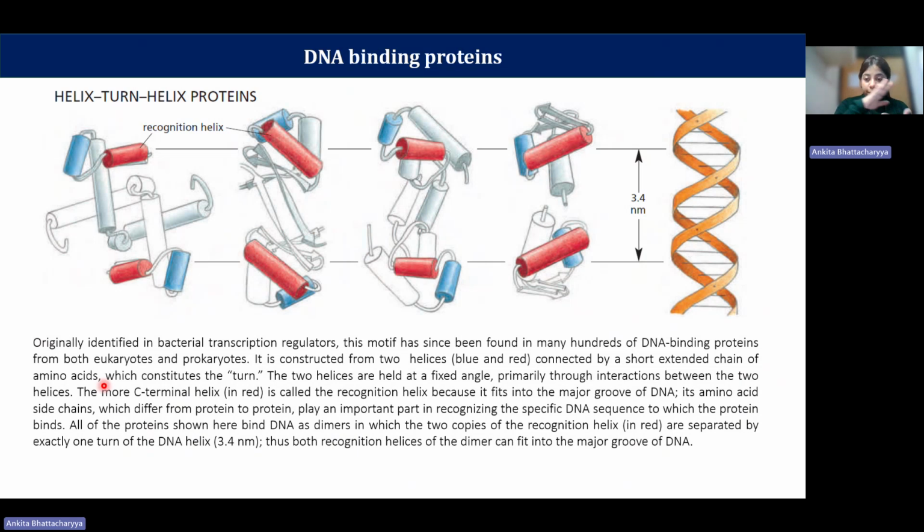Now the two helices are held at a fixed angle, primarily through interactions between the two helices. The more C-terminal helix is called the recognition helix. The red one in this case is the recognition helix because that is what binds to the DNA major groove, and its amino acid side chains facilitate the interaction between the recognition helix and the DNA double helix. All of the proteins shown here bind DNA as dimers, in which the two copies of the recognition helix are separated by exactly one turn of the DNA. Therefore, both recognition helices of the dimer can fit into the major grooves. Mathematically also, that has been justified.